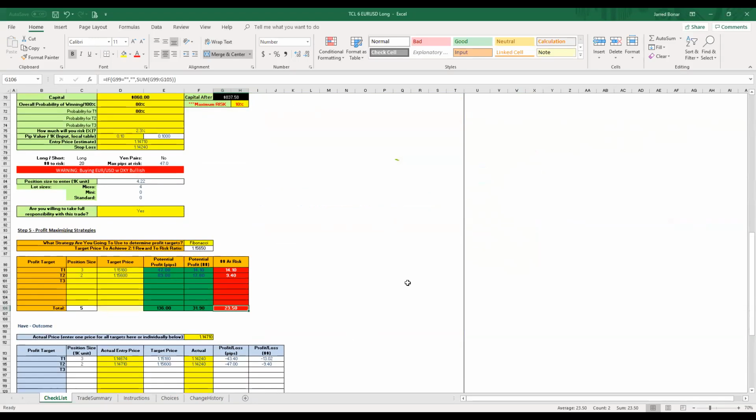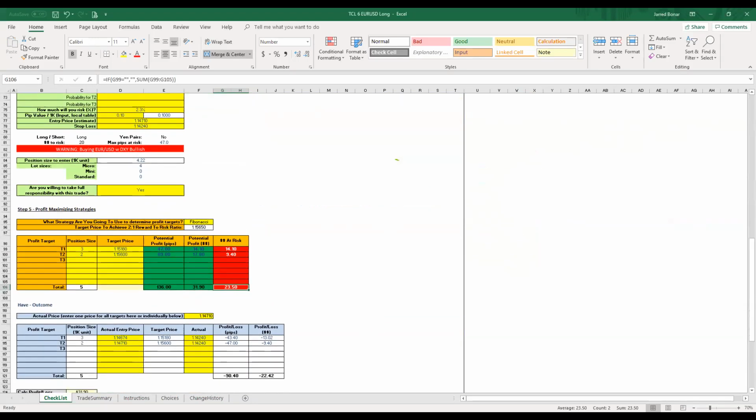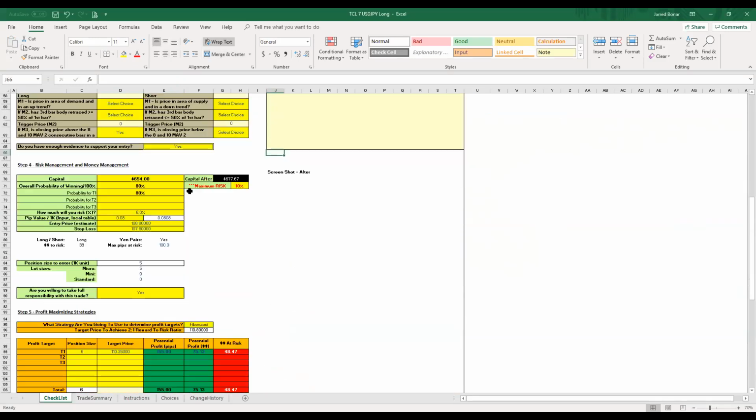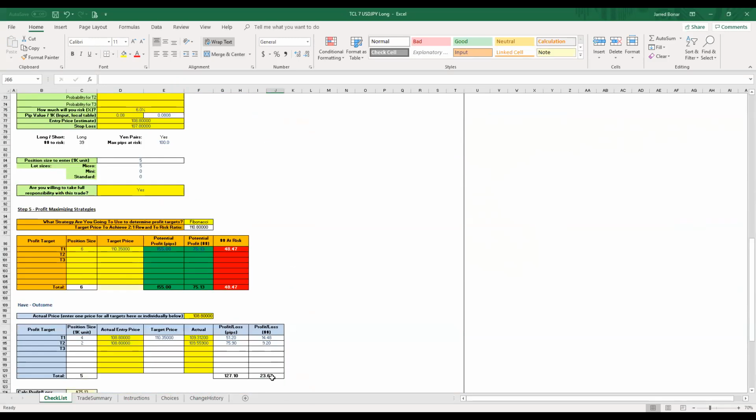The USD yen put me back up. Did I close out of it? Oh no, I didn't. So then the USD yen put me up 23 bucks. So I finished the day at plus $13, almost plus 14. Okay. My goal was to at least make 100. So I got under the goal.